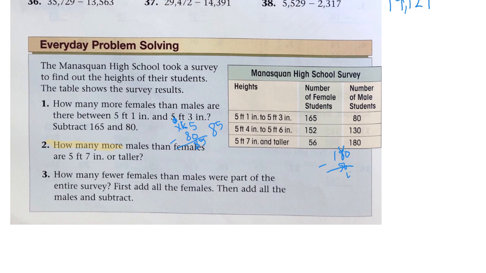10 minus 6 is 4. And now there are only 7 10s. 7 minus 5 is 2. 1 minus 0 is still 1. So there's 124 more males who are 5'7" and taller.